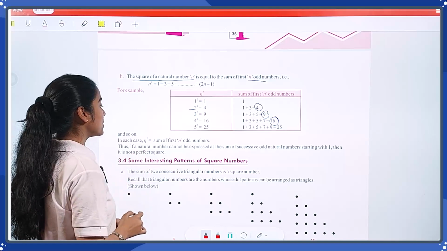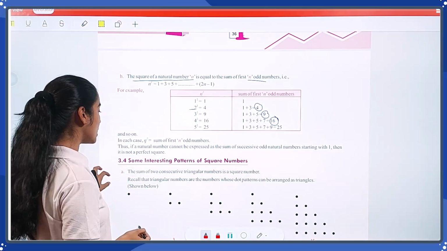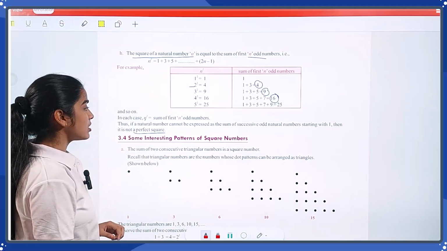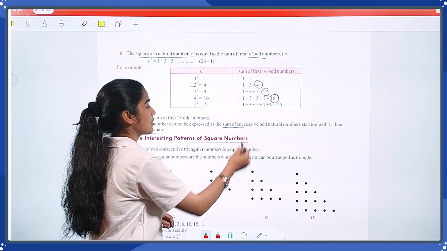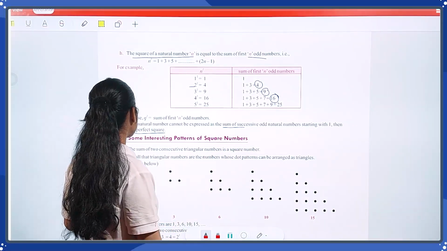Thus, if a natural number cannot be expressed as the sum of successive odd natural numbers starting with 1, then it is not a perfect square. So if your natural number cannot be expressed as a sum of successive odd numbers starting with 1, it means it is not a perfect square.